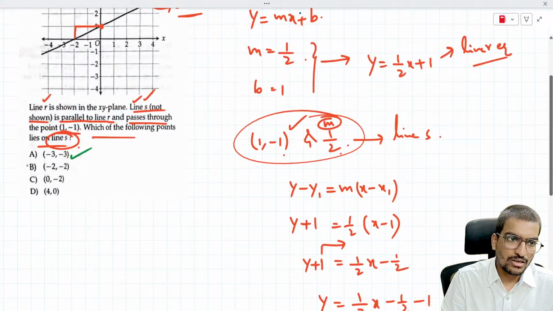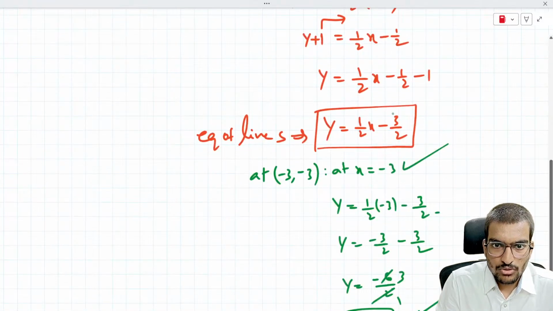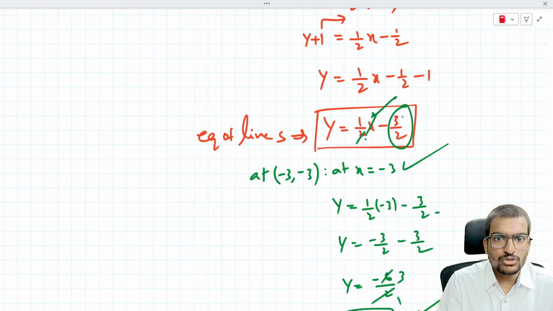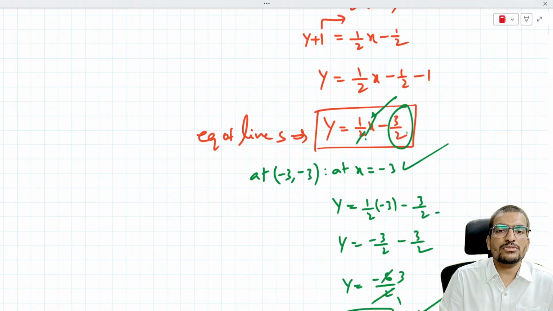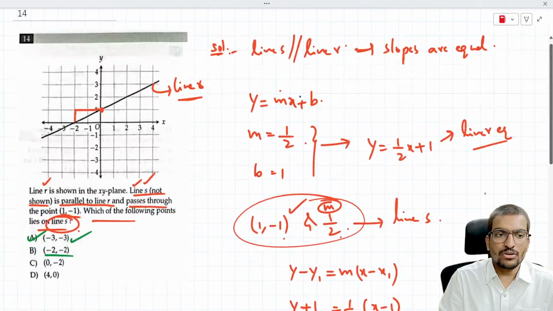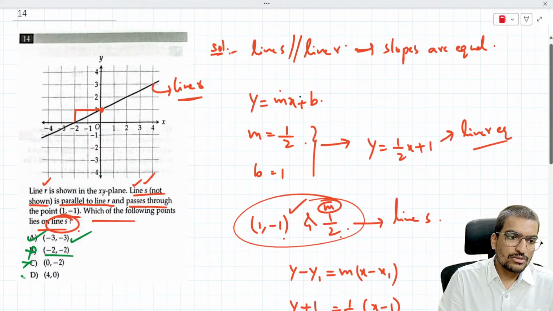It's option A. If you go with negative 2, check it: negative 2 and 2 will cancel, and negative 1, negative 3 by 2. If you solve that, you are going to get negative 5 by 2. You're not going to get negative 2 as y. If you check with B, C, D also, you are not going to get the values correctly.